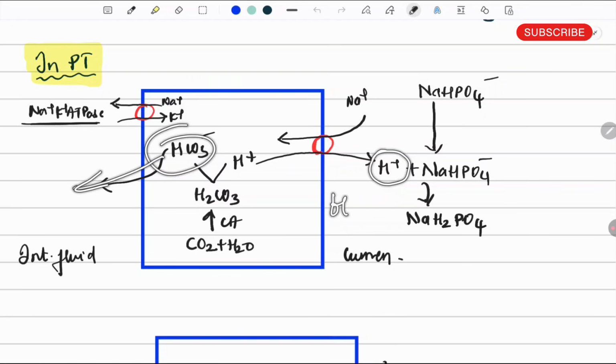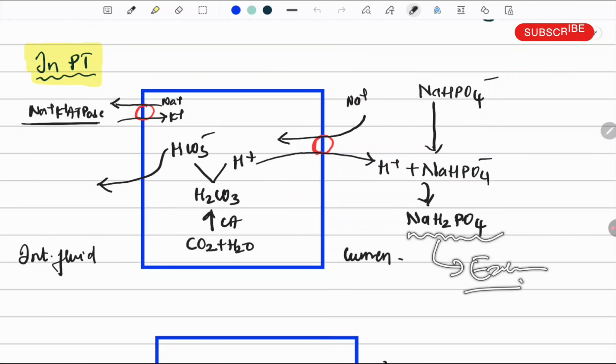Now for this H+, there is no bicarbonate to buffer it. It's not there. So what is going to come into play? The phosphate is going to come into play. This is called the phosphate buffering system of the tubular lumen. Na2HPO4 is going to combine with this H+, resulting in NaH2PO4, which is excreted in the urine. So this is how hydrogen ions are buffered if HCO3- is no more available in the tubular lumen, and HCO3- is completely already reabsorbed.